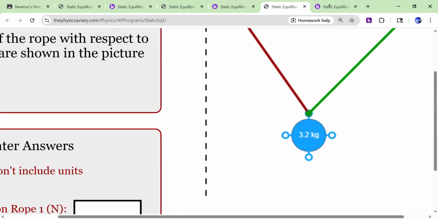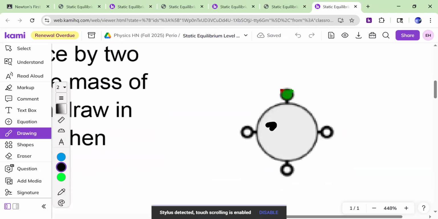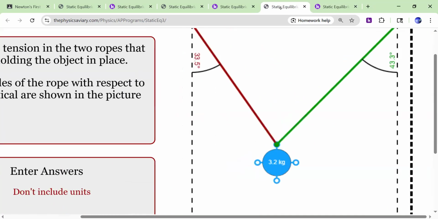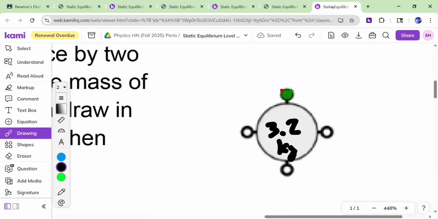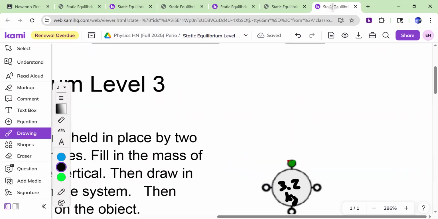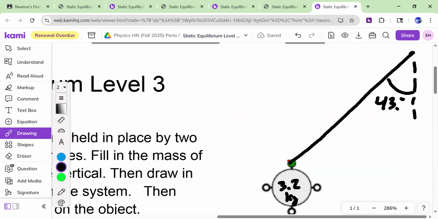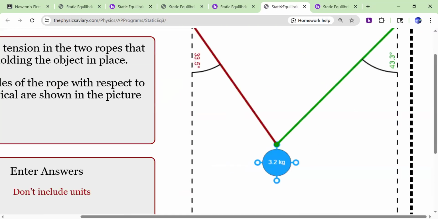So I've got a mass of 3.2 kilograms. I have one angle at 43.3. Tension 2 on the right has an angle of 43.3. So it's a little bit wider. And my angle to the left for T1 is a little smaller, 33.5.